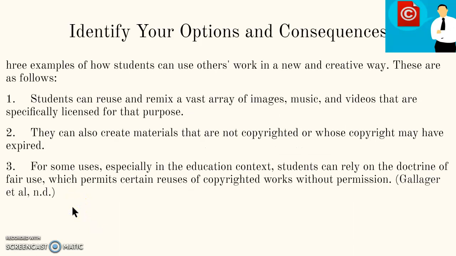Three examples of how students can use others' work in a new and creative way are: they can reuse and remix a vast array of images, music, and videos that are specifically licensed for that purpose. You can create materials that are not copyrighted or whose copyright may have expired. And for some uses, especially in an educational context, students can rely on the doctrine of fair use, which permits certain reuse of copyrighted works without permission.